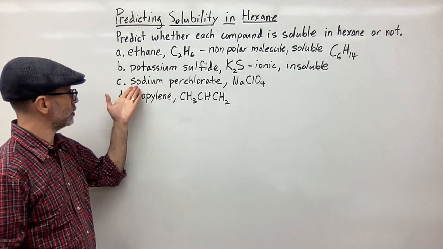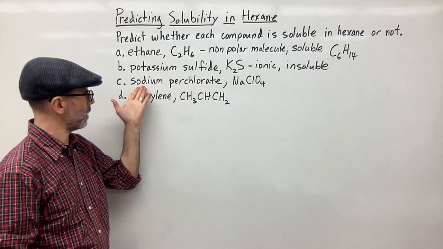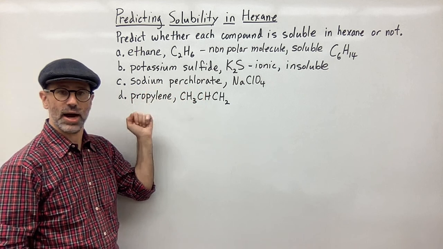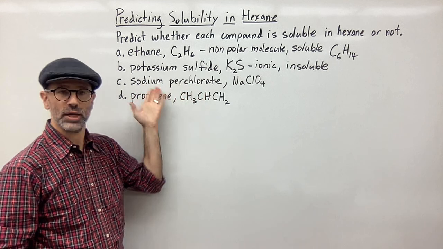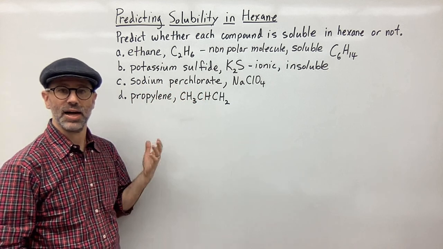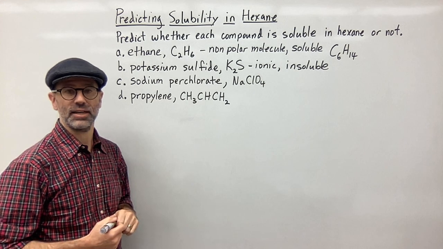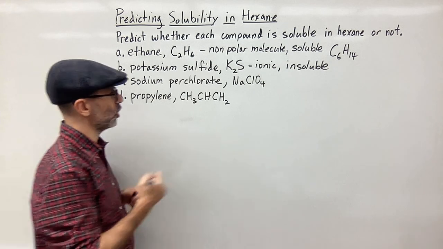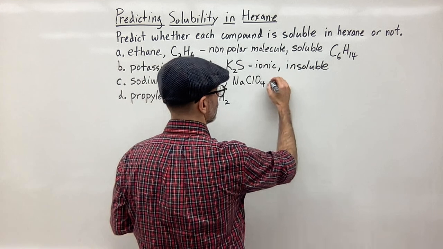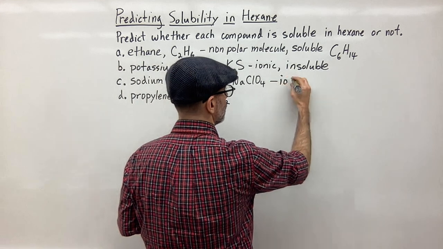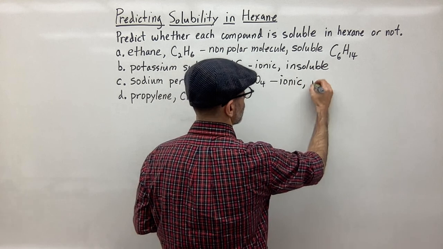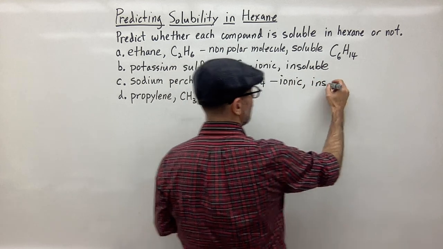Next, we have sodium perchlorate. Again, we have a metal with a polyatomic ion, so these are two ions. And again, we would expect this to be not soluble in hexane because hexane is not a polar substance. So again, we would expect this to be insoluble. So ionic, insoluble in hexane.